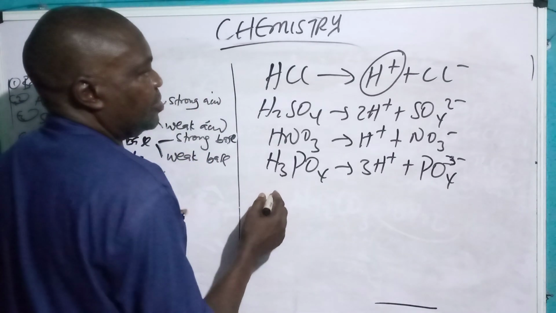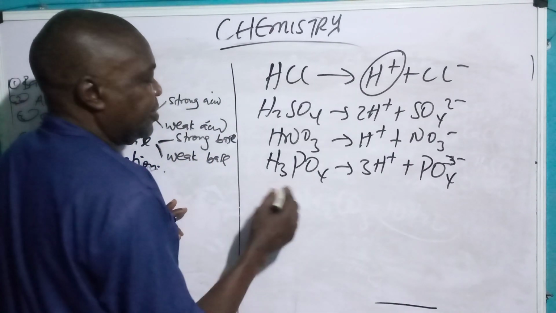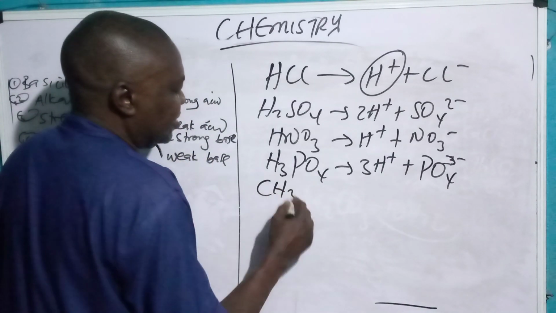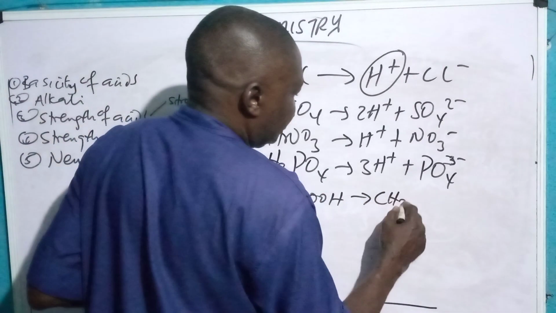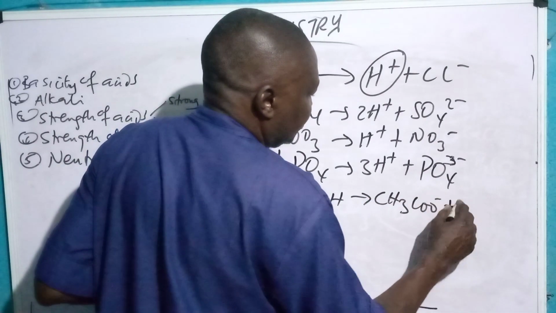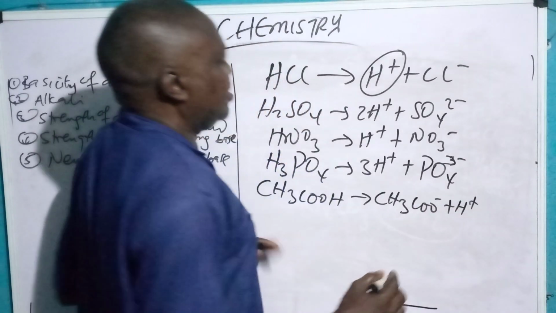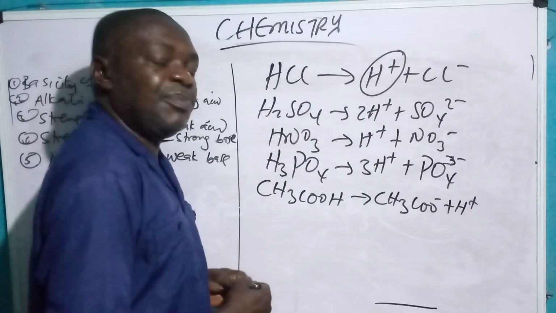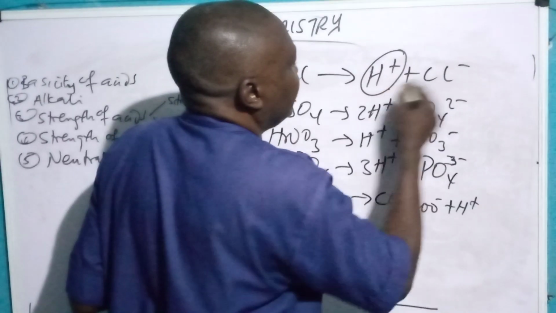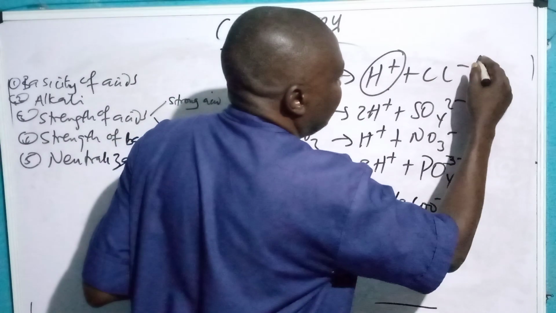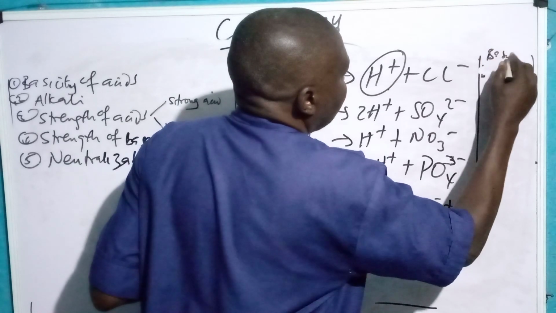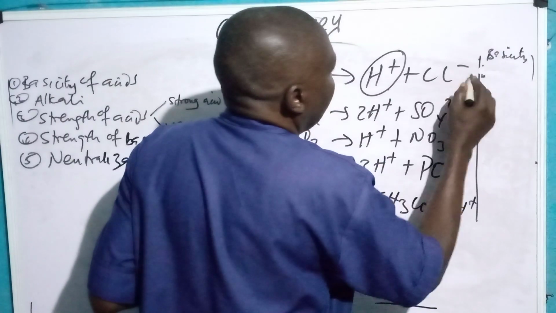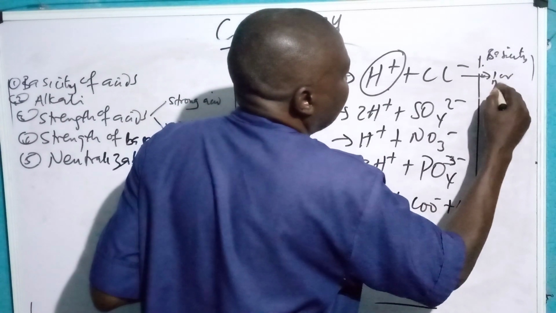Then you have other elements or ions. You have CH3COOH, which gives CH3COO- plus H+. Now, the number of replaceable hydrogen ions talks about the basicity. Here we have only 1. Therefore, the basicity of this is 1. Basicity: here you have 1, or monobasic.